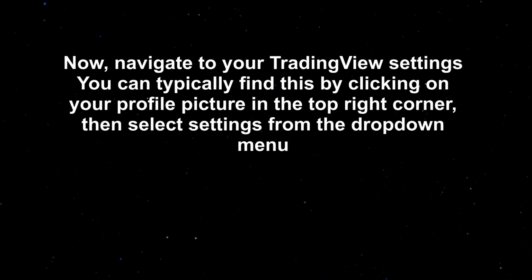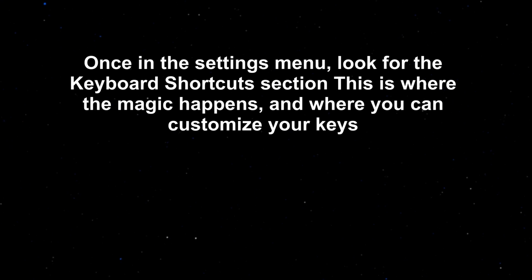Now, navigate to your TradingView settings. You can typically find this by clicking on your profile picture in the top right corner. Then select Settings from the drop-down menu. Once in the Settings menu, look for the keyboard shortcuts section. This is where the magic happens, and where you can customize your keys.